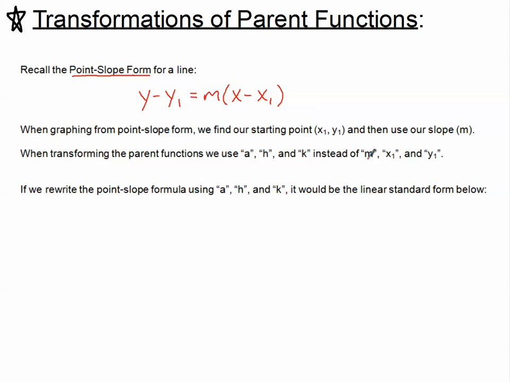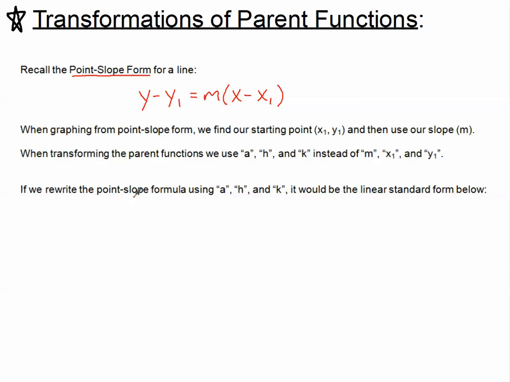Instead of using the m, the x1, and the y1, we're going to be using an a, an h, and a k. But it's the same idea. H and k are going to be just like x1 and y1. That's going to be our new starting point. It's going to give us a point where our graph starts, and then A is going to be very similar to M. A is going to give us all of the other points for that particular parent function. Now that, of course, is going to depend on which parent we're graphing.